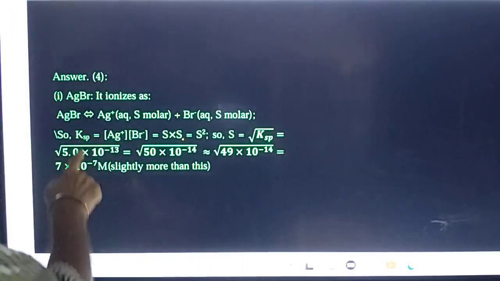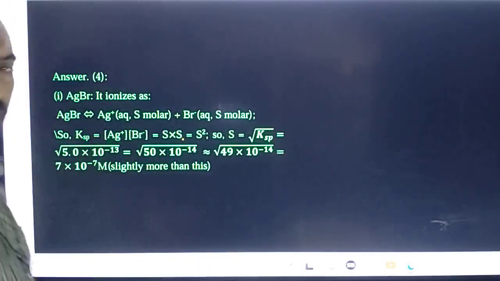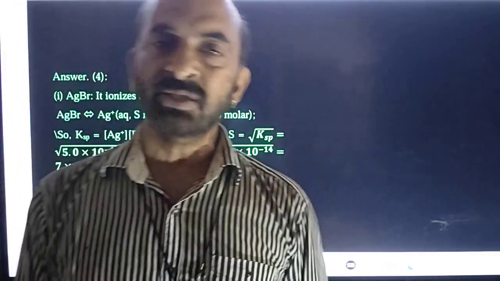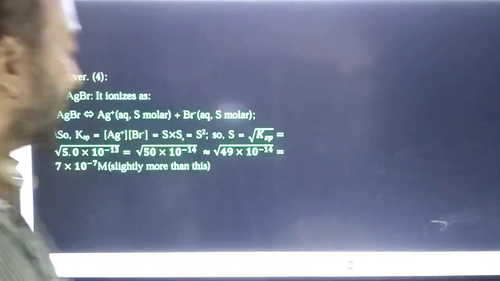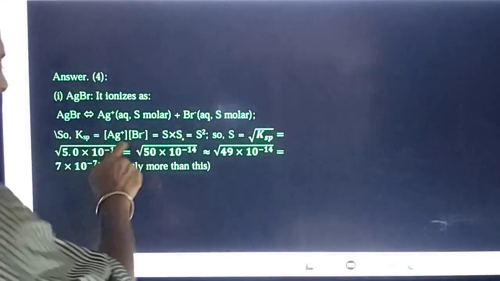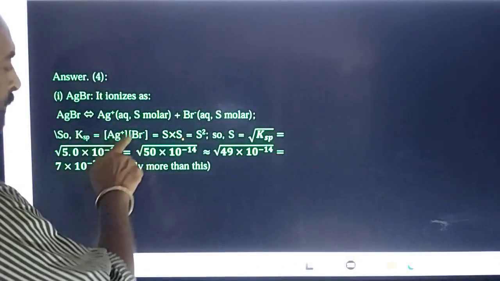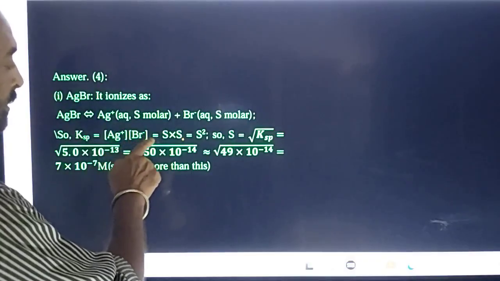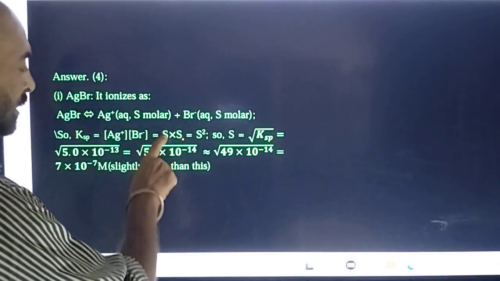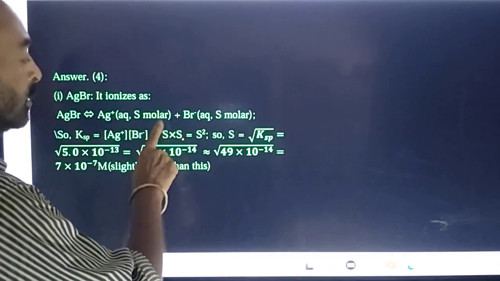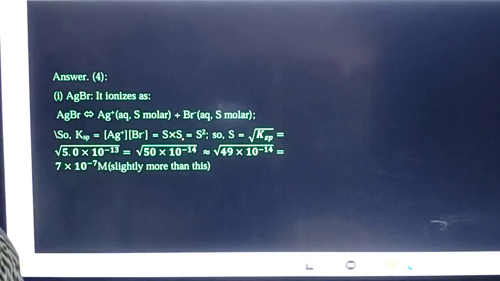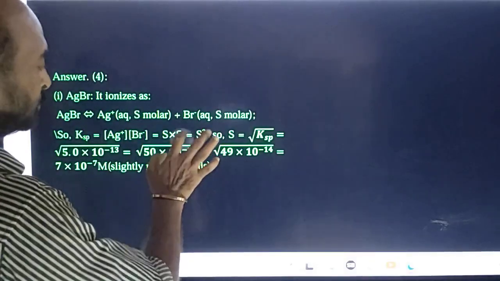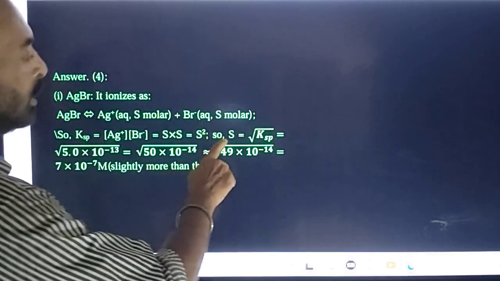Okay, Ksp. What is Ksp? Ksp is the product of ionic concentrations, each concentration term having a power which is the coefficient in the formula. But here the coefficients of both Ag and Br are 1. So it is [Ag plus] into [Br minus], isn't it? But we know that concentrations are here, so molarity itself. So it is S molar into S molar, which is S square.